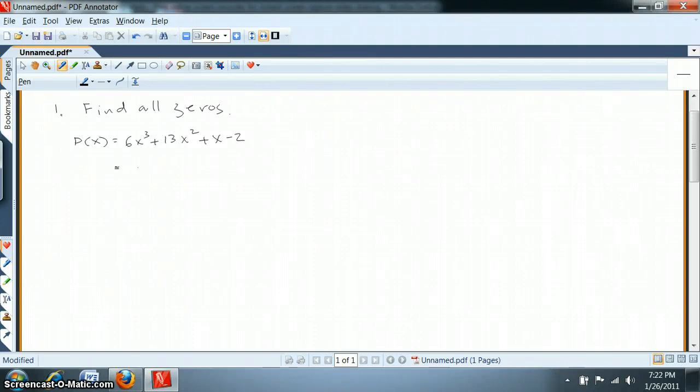The goal of this video is to be able to find all zeros of the polynomial. So let's take a look at this one, 6x cubed plus 13x squared plus x minus 2. First of all, let's take a look. It may not be easy to factor, if at all. So how can we find zeros? Well, first of all, let us use the possible zeros, rational zeros test.